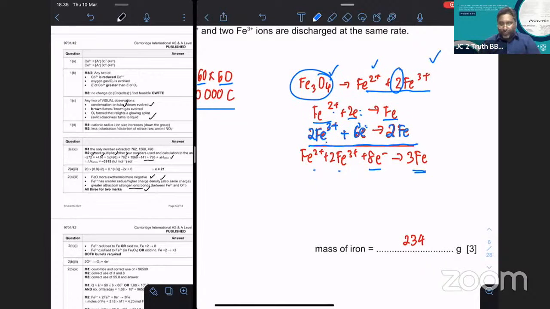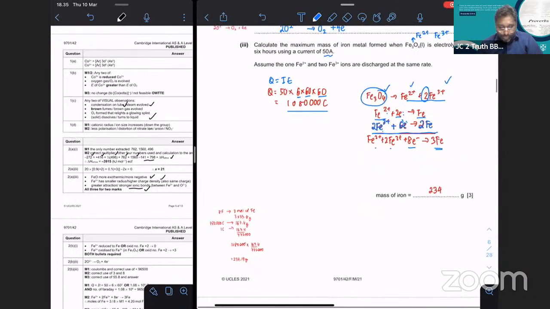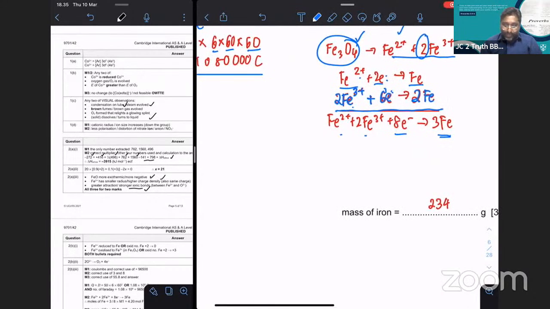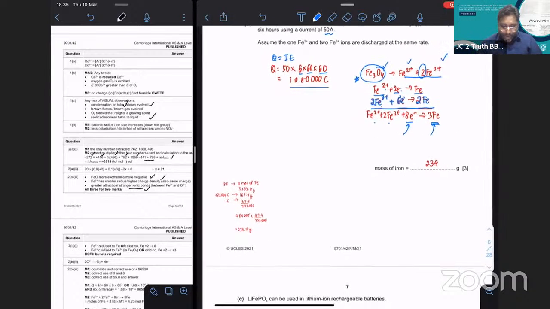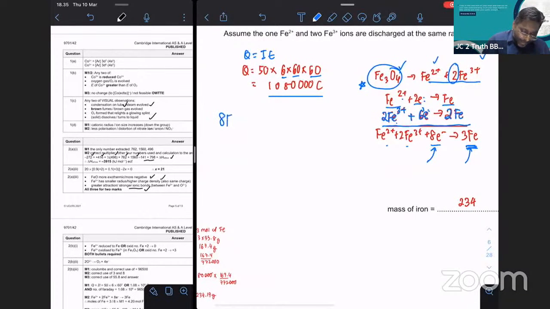Now, what this will do, we can actually use this information. What is the information that is required over here? This particular molecule, in order to be discharged to give you 3 moles of Fe, requires 4 moles of electrons. Like what we have learned in the past, if it is 1 mole of electrons, then 1 Faraday. 8 Faraday is going to deposit 3 moles of Fe for this compound.